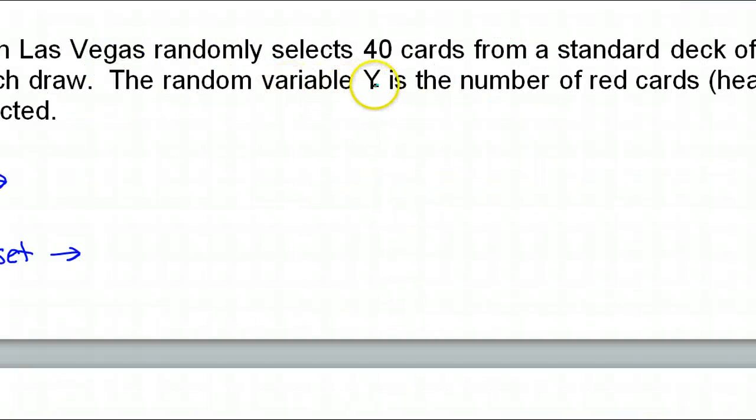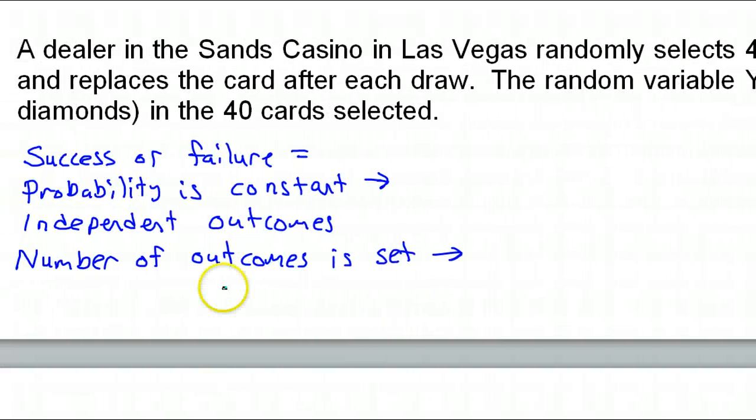Remember, the random variable Y is the number of red cards. So right there, that tells you the success or failure. Red would be a success, or black. There are only two colors of cards in the deck. It's either going to be red or black. Red would be a success, black would be a failure. So that's covered. The probability: there's an equal number of red cards and black cards. So even though they didn't mention the probability, again, the probability is implied to be the same.